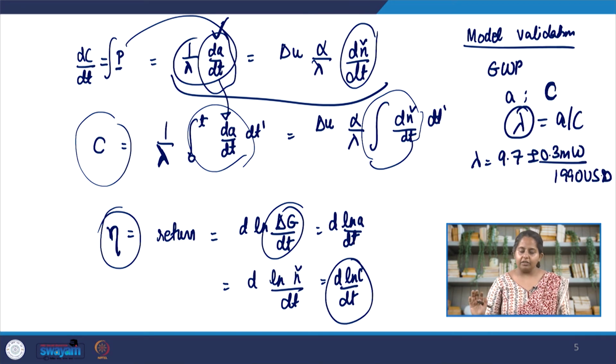Now, the 1990 US dollar is important because this value accounts for inflation. Here is an example of a very simple model that holds true for Earth as a whole, not at a higher resolution, but it works really well. And it also questions many other, more complicated models that we have been using.